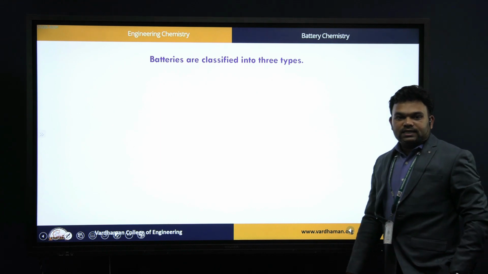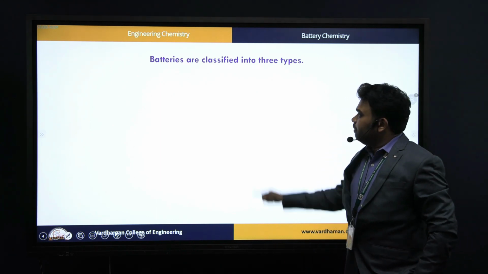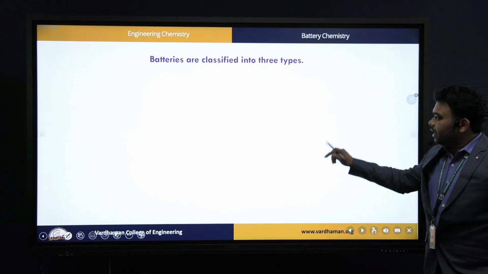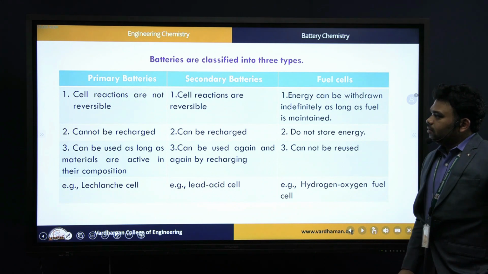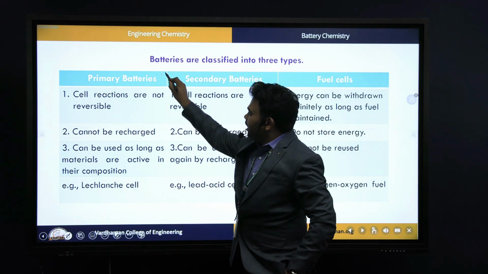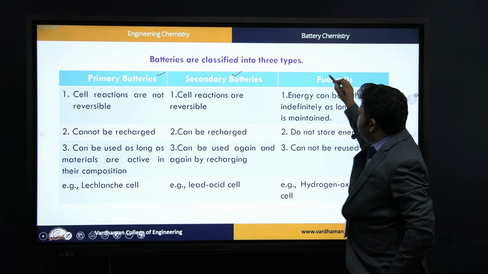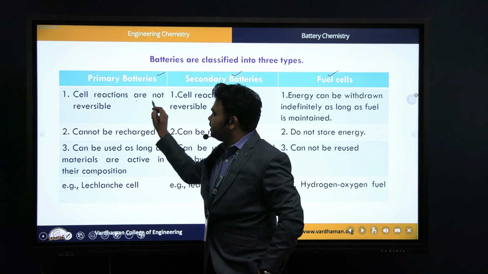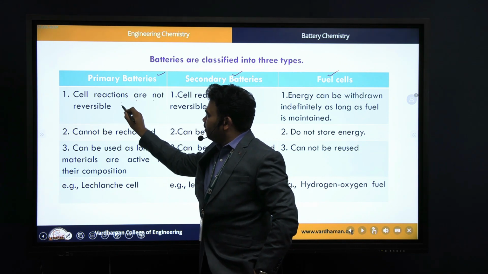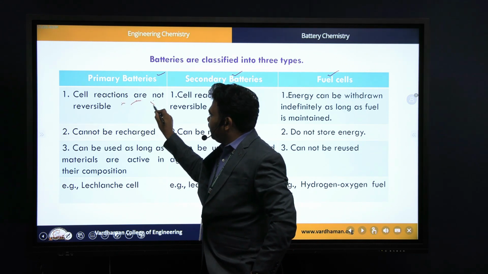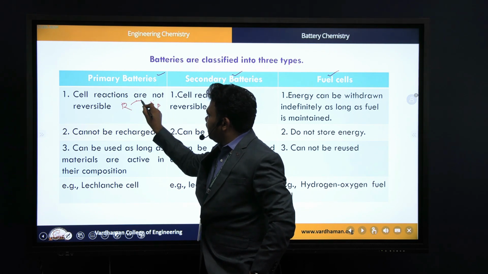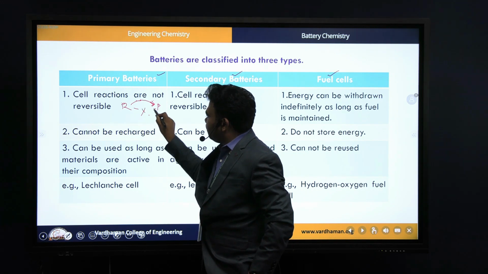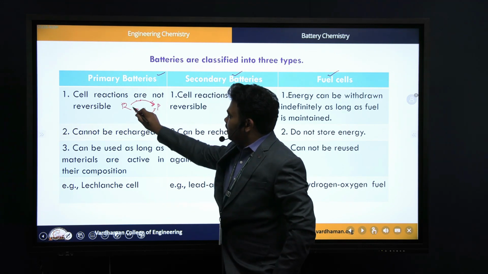Next one, the classification of batteries. Generally, batteries are classified into three types based on their working, their functioning. First one, primary batteries. Second one, secondary batteries. Next, the fuel cells. In primary batteries, the cell reactions are not reversible. The meaning is, reactants are converted into products, but the products will not be converted back into reactants. That is the meaning of not reversible.